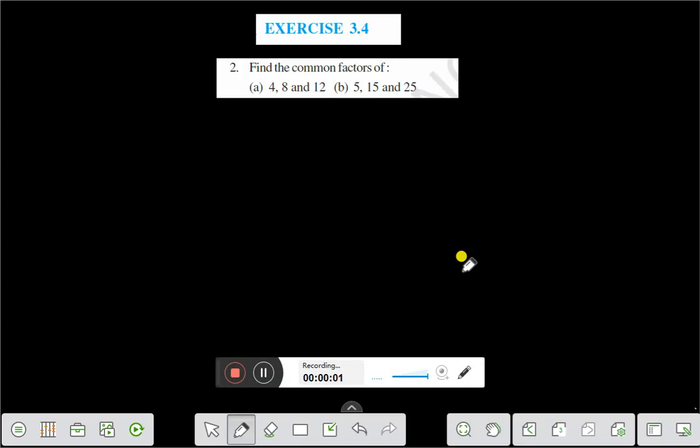Hello friends, today we shall discuss exercise 3.4 question number 2 B. Find the common factors of 5, 15 and 25.